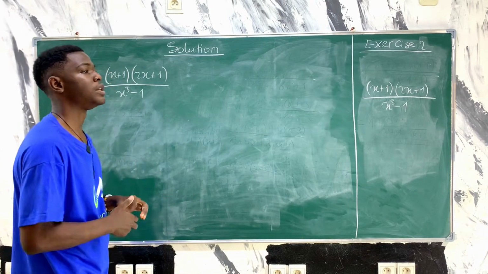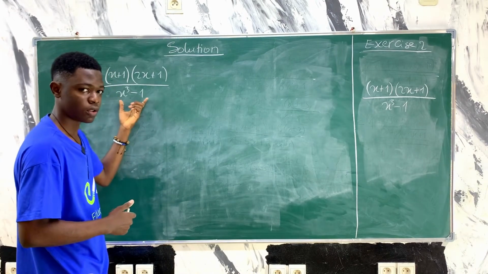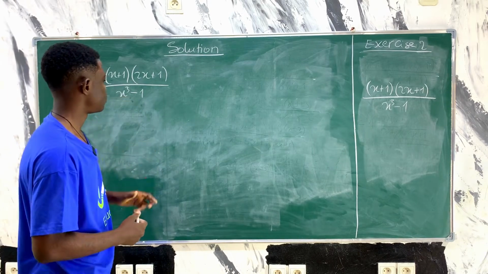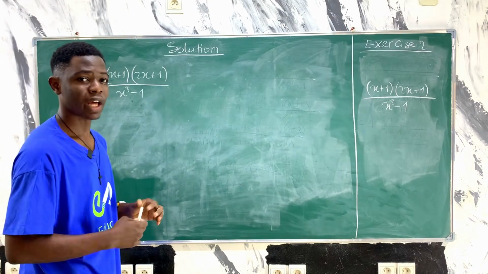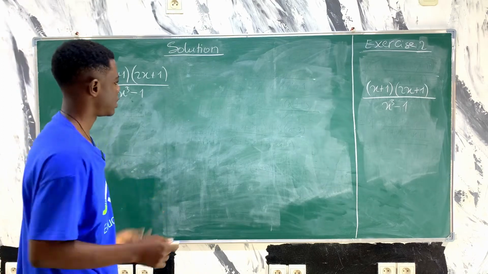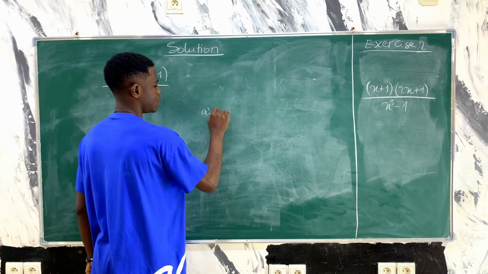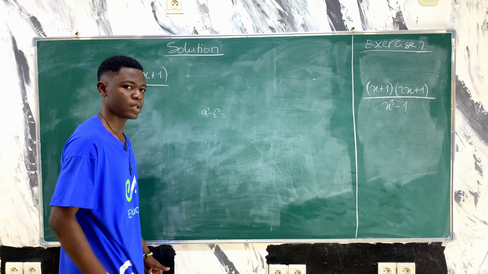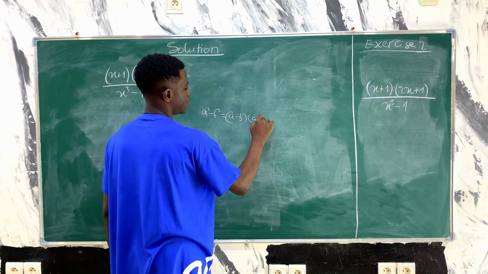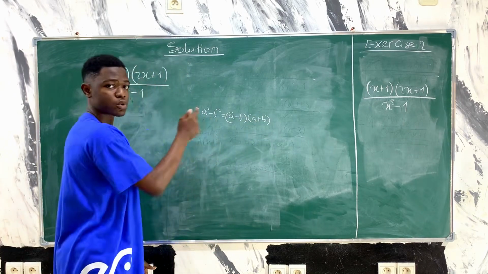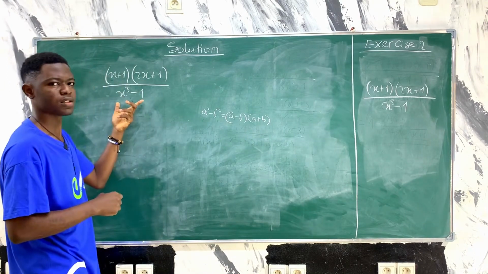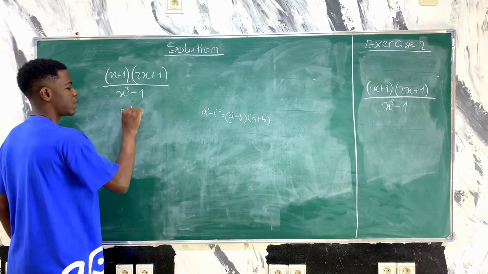The second requirement is that the denominator has to be factorized. Is this factorized? No, it is not. But can it be factorized? People will say no, but if you know your identities, like a squared minus b squared is a minus b into a plus b, this is the difference of two squares. Here we have the difference of two cubes. I can see that I have x cubed minus 1 cubed.